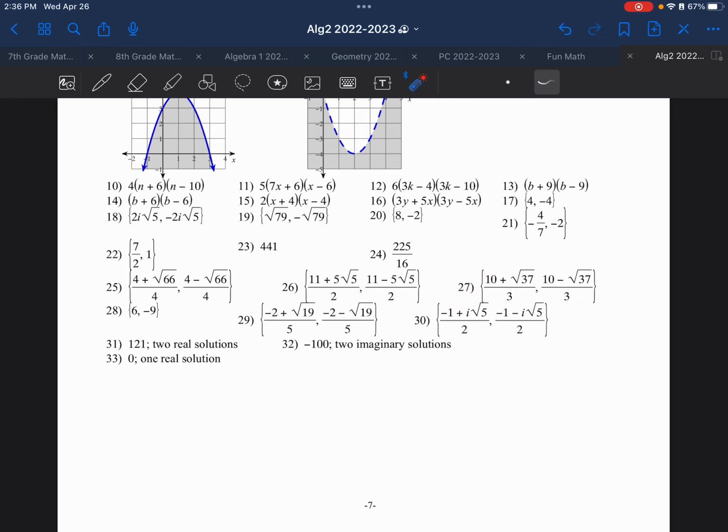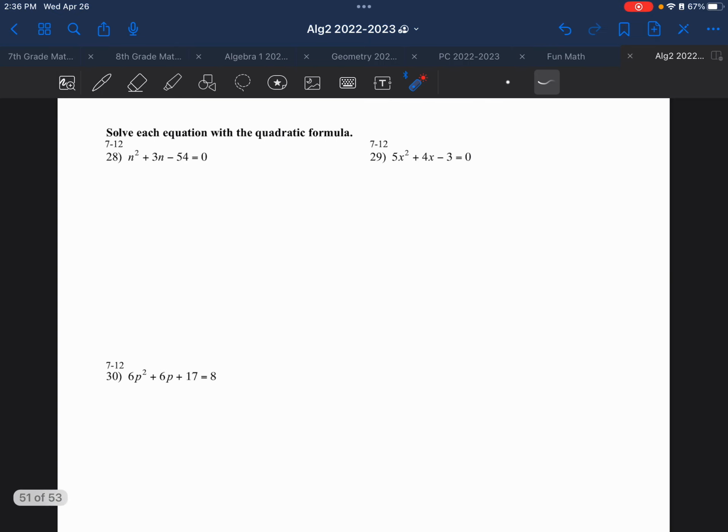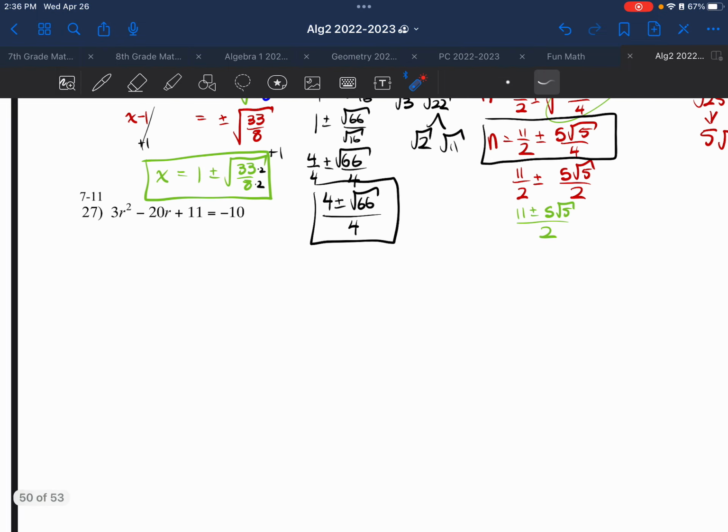Then we're on to number 27. We can see, hopefully we have a square root of 37 that pops out. Let's see if that actually happens though. Number 27.